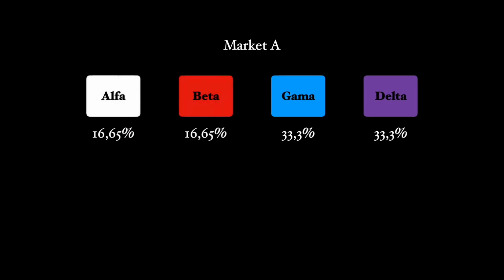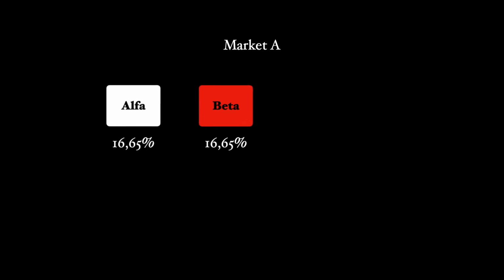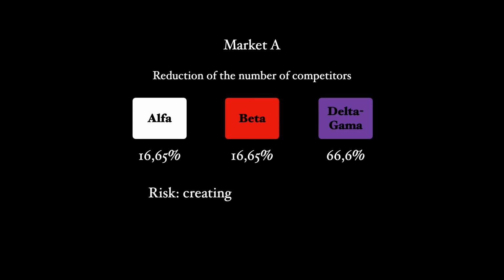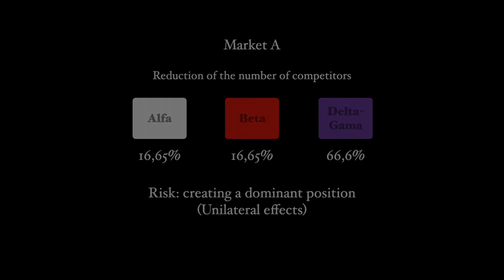Let's look at another scenario, and again we have 4 competitors. But in this case, Gamma and Delta have merged to form Gamma Delta. Now these were the 2 largest firms in the market, and now they've given rise to the by far largest competitor in the market. So in addition to the reduction of the number of competitors, we also have the risk of creating a dominant position, something that, as we will see, we call unilateral effects in terms of competition analysis of mergers.